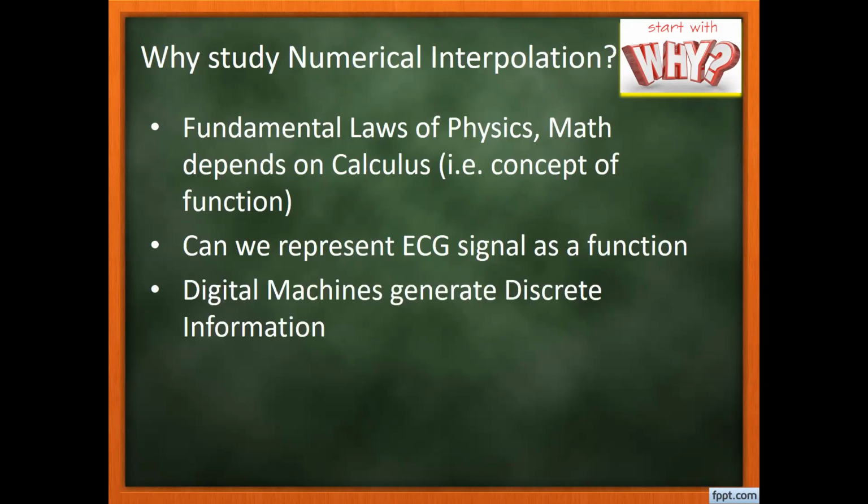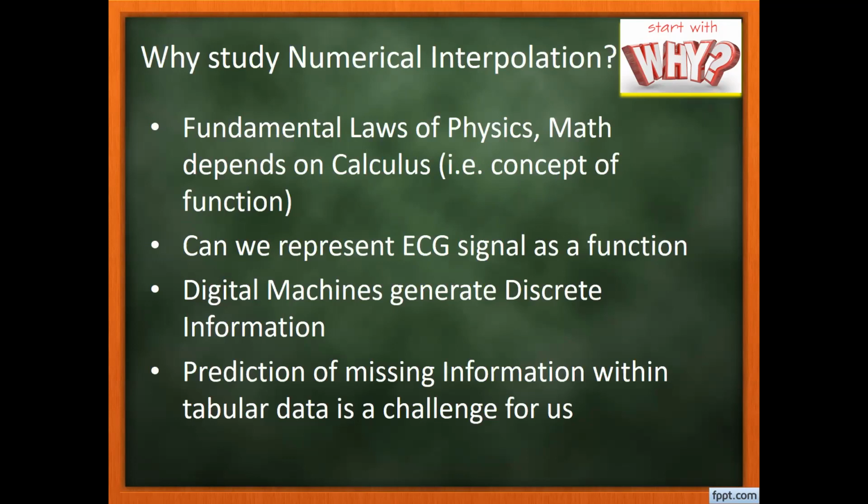The third thing is that machines generate information in the form of discrete data, like tabular form or in the form of signals. So how can we link that discrete information and transform it into a continuous function? That is an important question again. And the last one is that machines usually generate or fetch data in time periods. In some cases, we need information in between a time period, in between two nodes, which might be missing in our data. That is a challenge for us: to predict the value of the function at that point. So we might take the help of interpolation to do that.